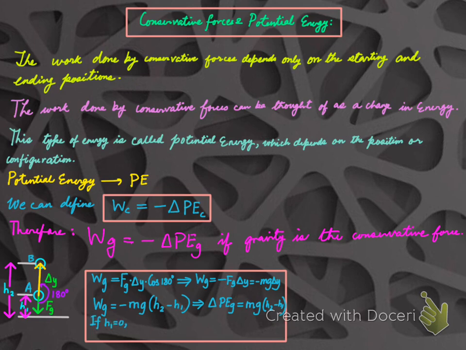Now, if h1 was 0, we are allowed to choose h1 equal to 0 because we can say that that is our reference level. We are choosing to make it 0. And we are allowed to do that with gravitational forces. Then the potential energy of position B relative to position A is just PE gravitational equals mgh, where h equals h2 minus h1, the difference in the two heights. So this is how we define potential energy.